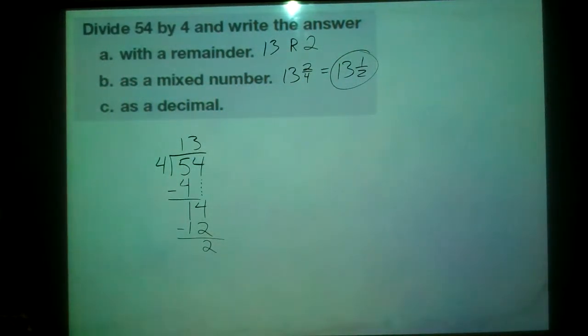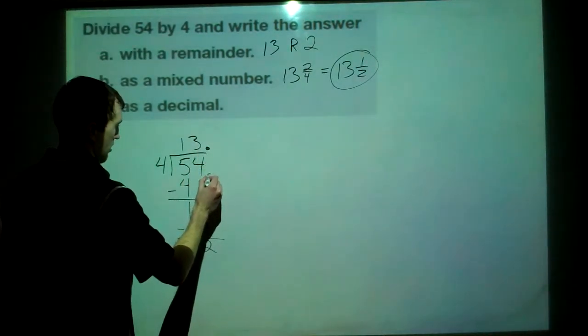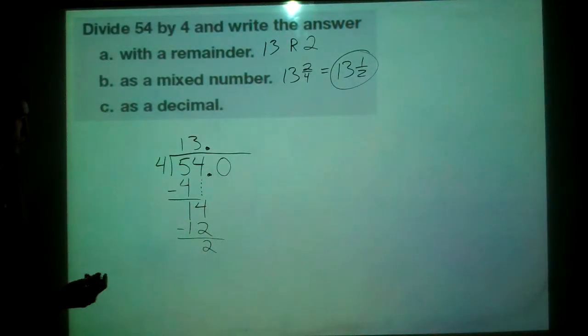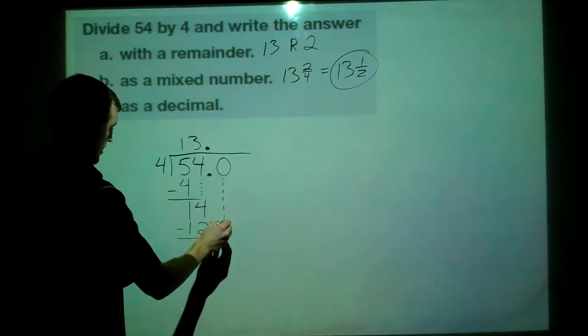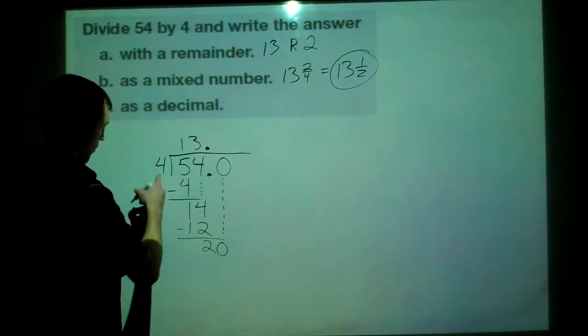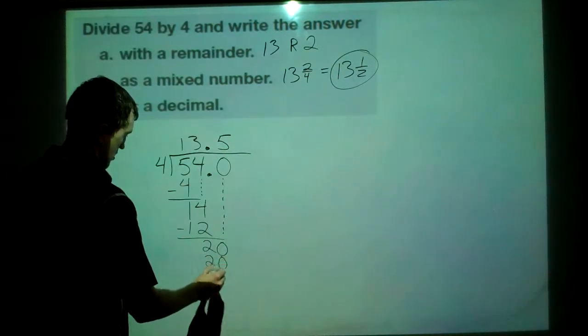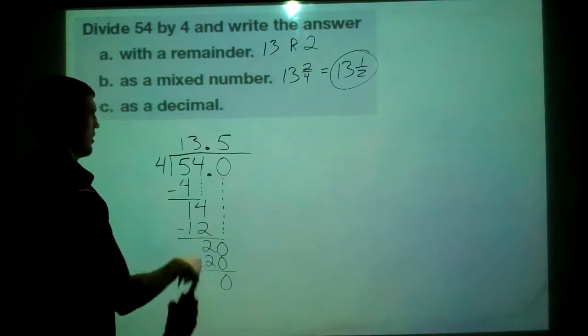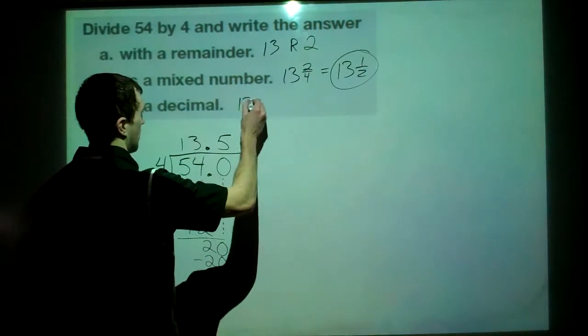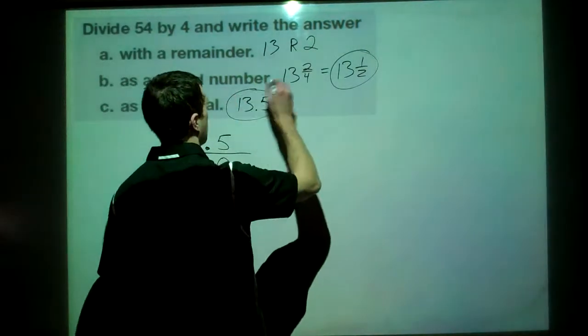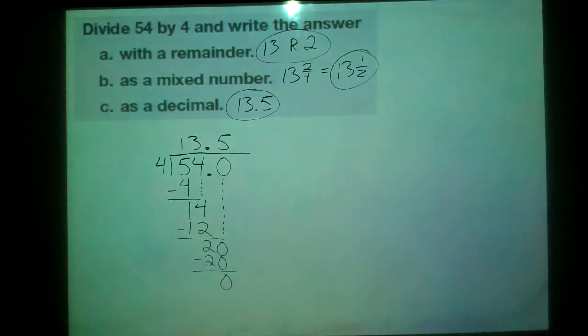Now, in order to get our decimal answer, we put a decimal point here and here, and we add a 0, and we see if we need more than that or not once we go on. So we drop this 0 down, and we get 20. 4 goes into 20 5 times. 5 times 4 is 20. Subtract, we get 0, so now we're done. So as a decimal, 13.5. So these would be our 3 separate division answers there. 13 remainder 2, 13 and 1/2, and 13.5. Alright.